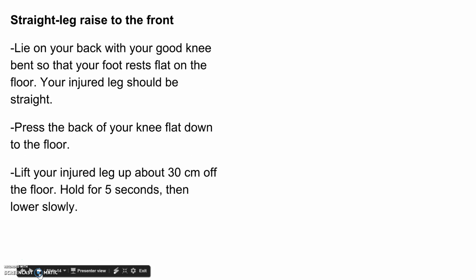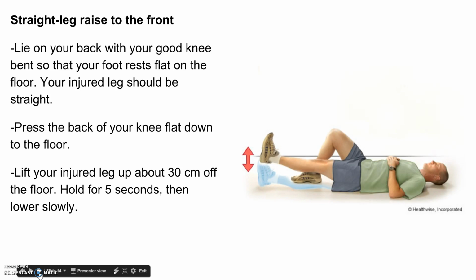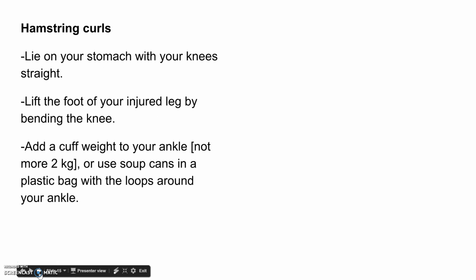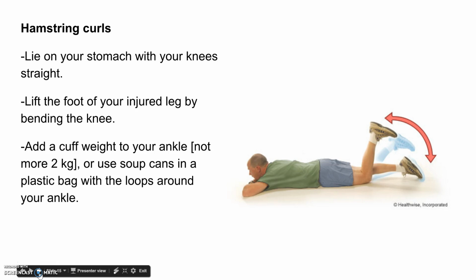Next, you can try straight leg raise to the front. It is as shown in the picture. Follow these steps, and you're on your road to recovery. And also, you can try hamstring curls. Lie on your stomach with your knee straight and lift the foot of your injured knee by bending the knee. Also, add a calf weight with loops around your ankle.